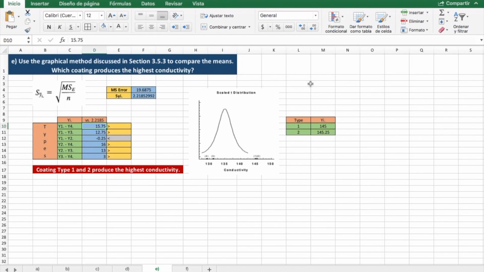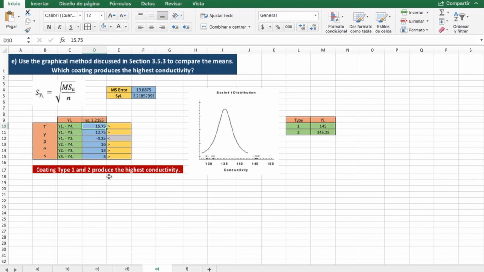The next question is: use the graphical method discussed in section 3.5.3 to compare the means. Which coding produces the highest conductivity? To obtain this, we use this formula. We know that the MS error is 19.6875, and the square root of the MS error divided by 4 gives us 2.2185. This number is going to be used to compare against the results we obtained before.